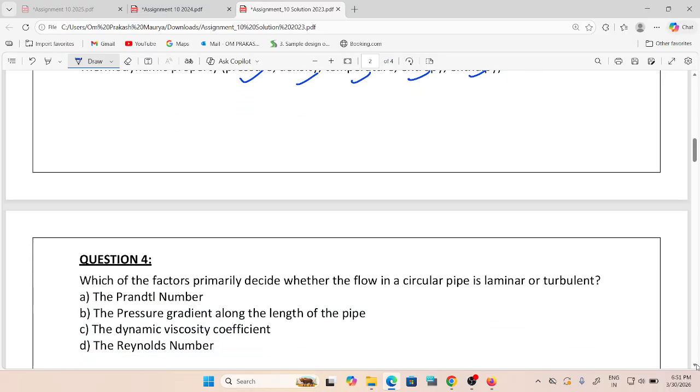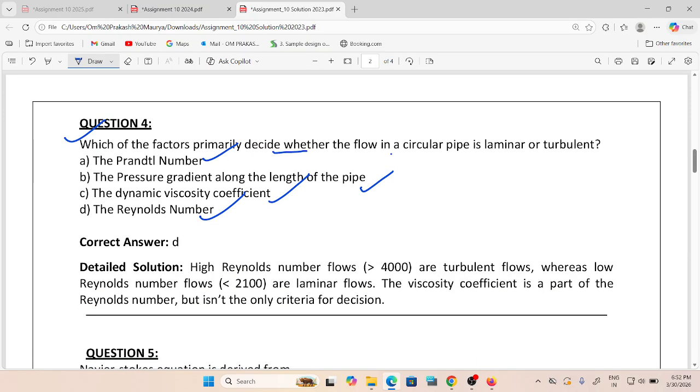Next one. Which factor primarily decides whether the flow in a circular pipe is laminar or turbulent? Prandtl number, the pressure gradient along the length of the pipe, the dynamic viscosity coefficient, or the Reynolds number. You know very well, this non-dimensional number, the Reynolds number.